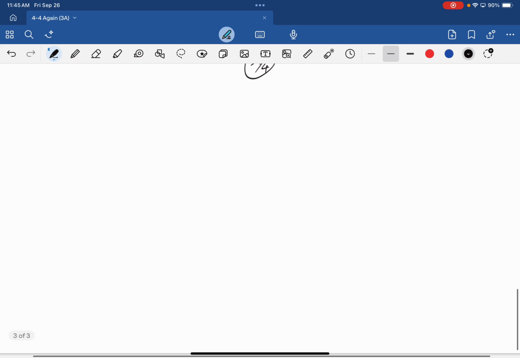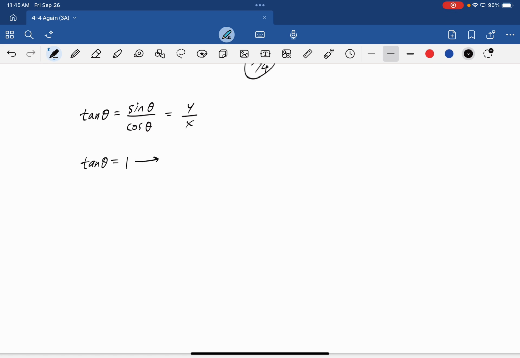Okay, my trick is that tangent corresponds to the slope of the line. Let me explain what I mean. Tangent theta equals sine over cosine, right? But this is also equal to y over x, and y over x is just the slope. So if tangent theta equals 1, then that means the point on the unit circle when connected with the origin must have a slope of 1.